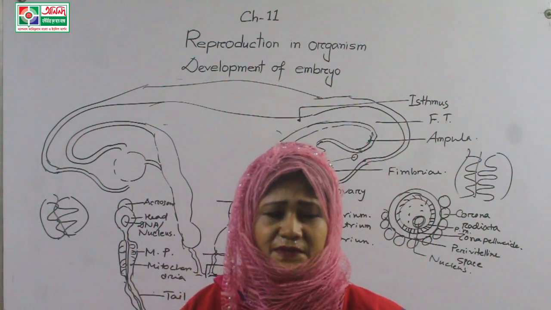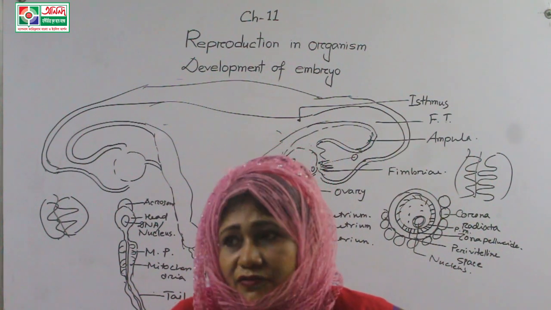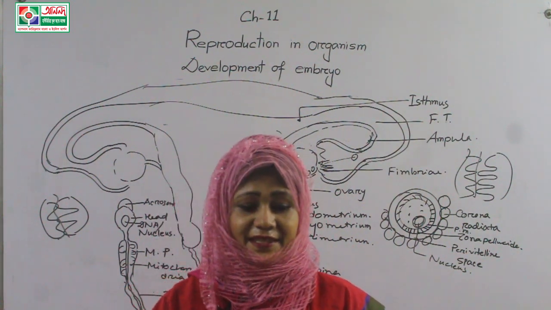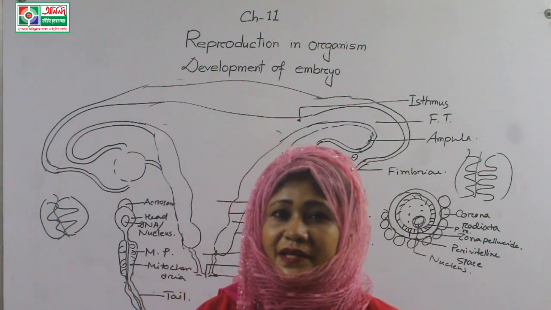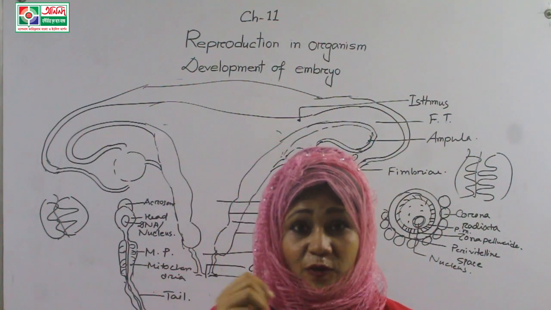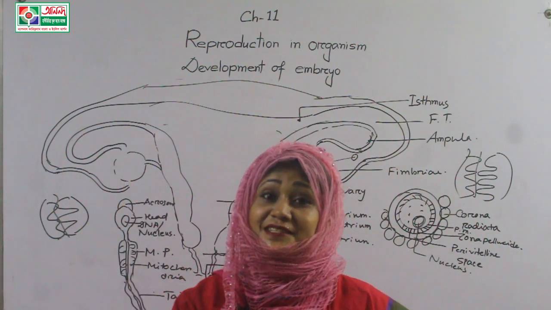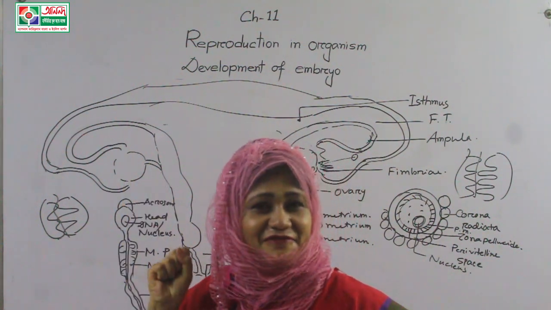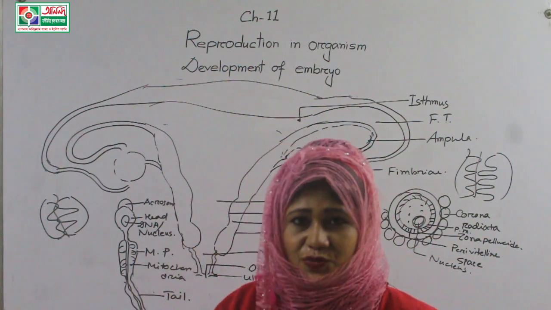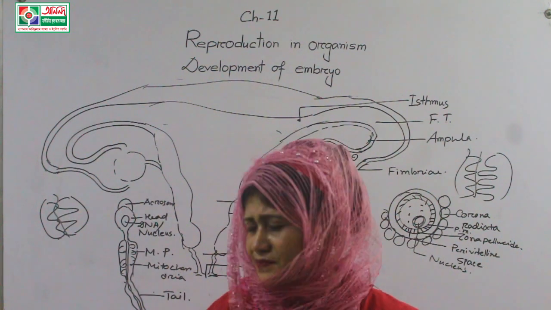Second one, the acidity or pH of the vagina. It is acidic in nature, and this acidity kills many sperms. And number three is phagocytes. That means the female reproductive structure engulfs some sperms. That's why the numbers are reduced from the starting point.